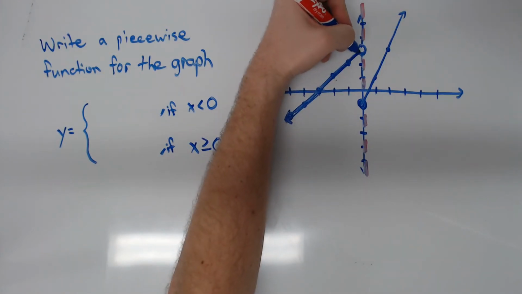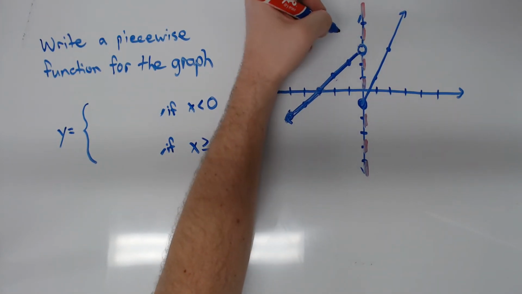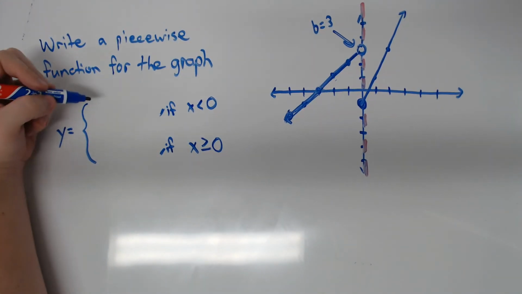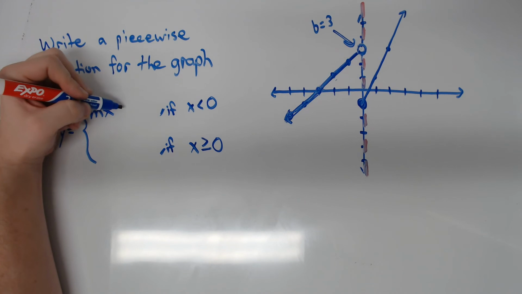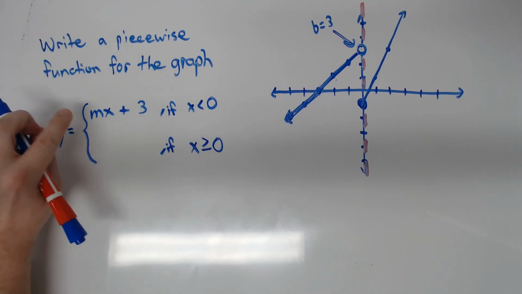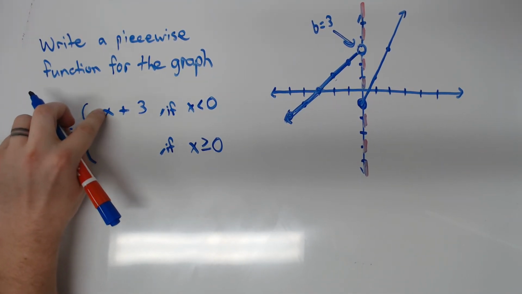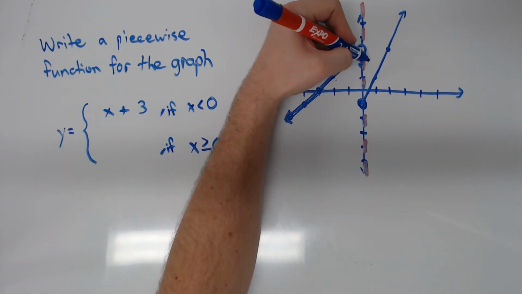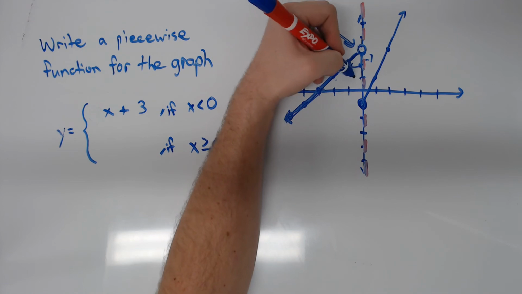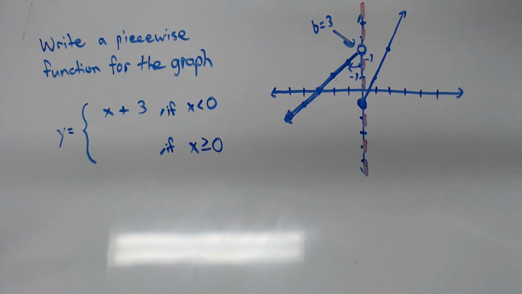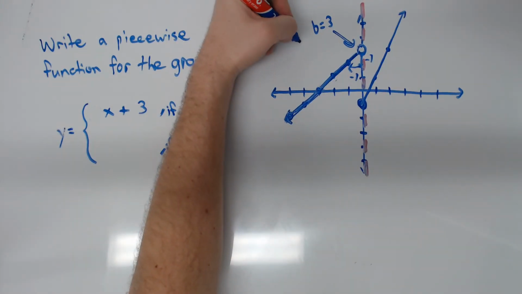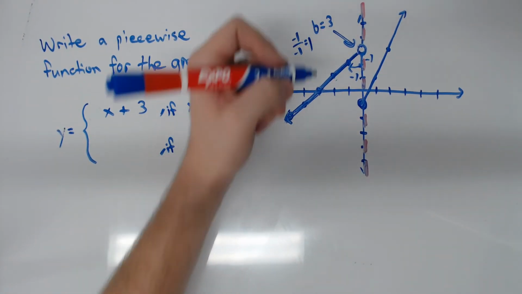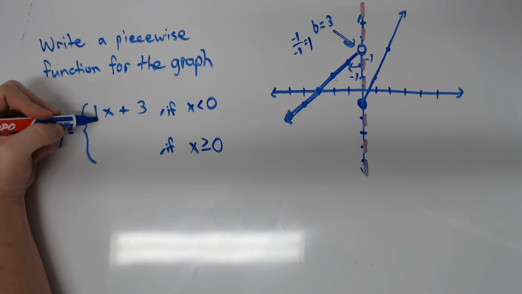what's nice about being at 0 is I can find my b value. This one has b equals 3. So it's going to be mx plus b, but I know b is 3 already. We just need to find this slope. If we count, it's going down 1, left 1 to the next point. Well, what's negative 1 over 1? Negative 1 over negative 1? That's just 1. So that's my slope, 1x plus 3.